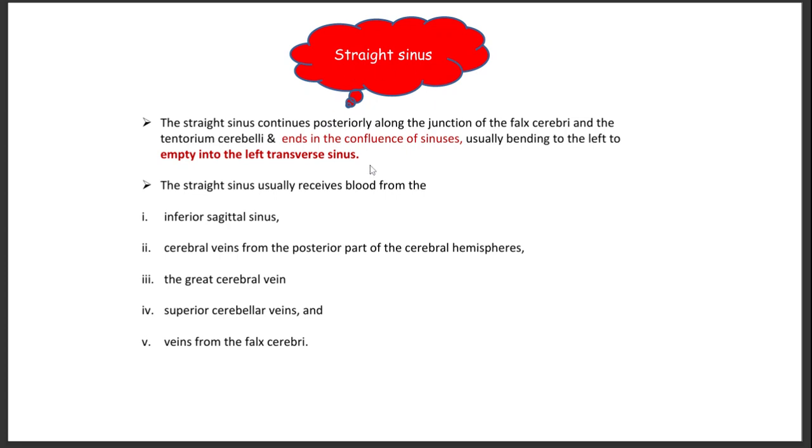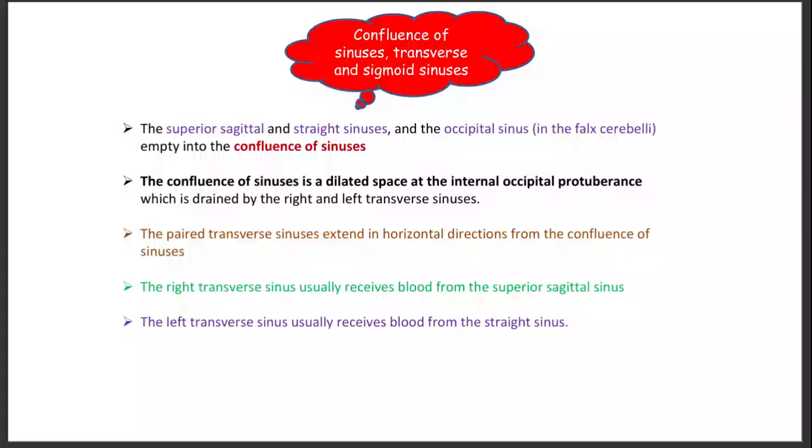The straight sinus, we've already talked about what forms it. Okay, what forms the straight sinus? The great vein of Galen and the inferior sagittal sinus. And it will receive blood. The straight sinus will receive blood from the inferior sagittal sinus, the cerebral veins from the posterior part of the cerebral hemisphere, the great cerebral vein of Galen, the superior cerebellar vein, and then veins from the falx cerebri.